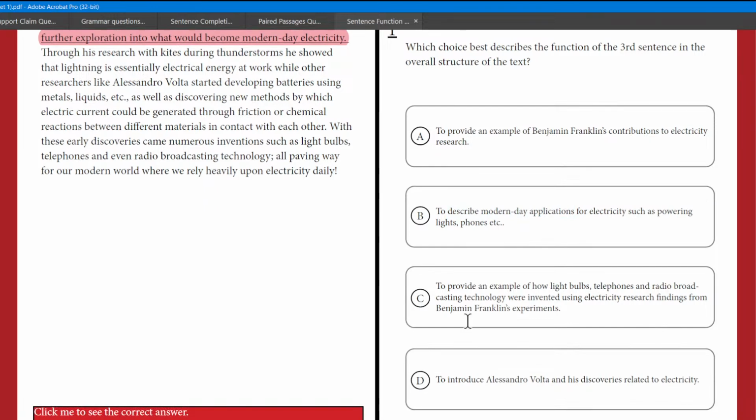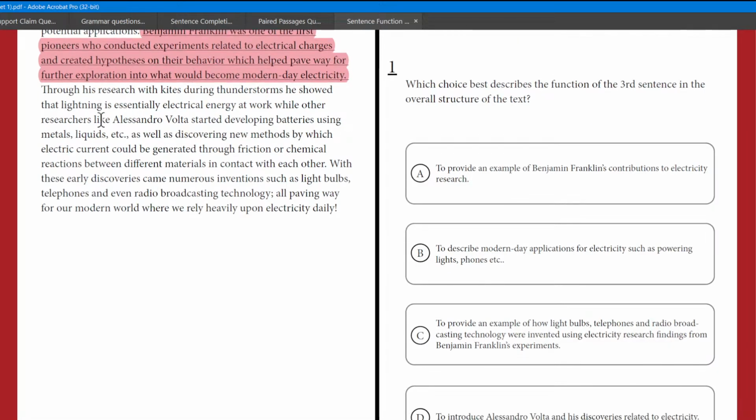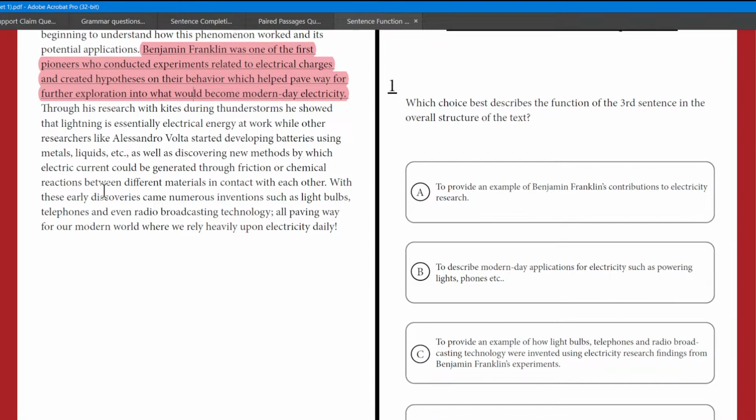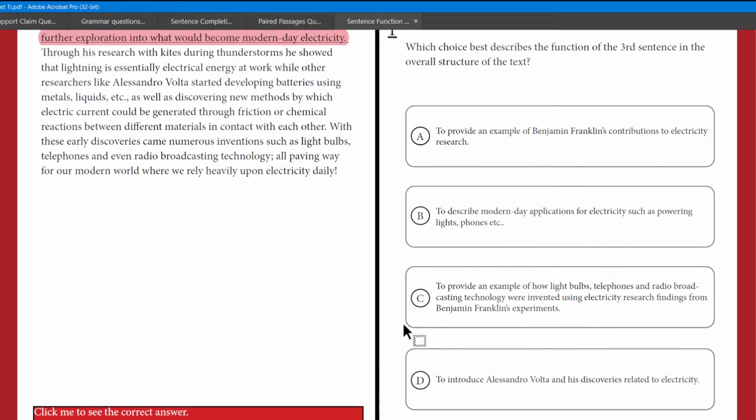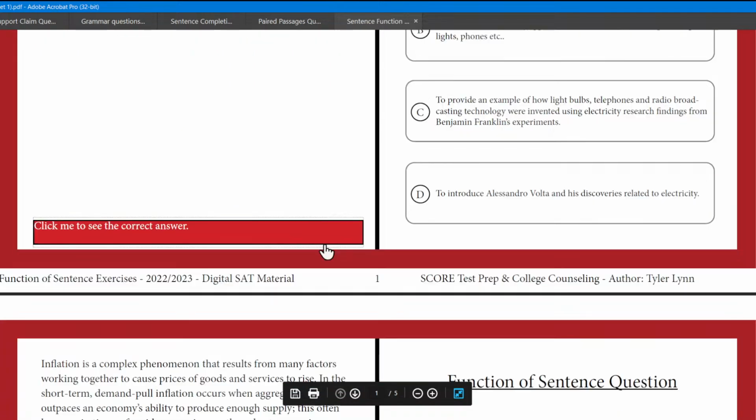Modern day applications? No. Light bulbs and all this stuff? No. It doesn't say anything about those. If it said, oh, the light bulb, you have Benjamin Franklin to thank for the light bulb, then I would say C, but no, it's not. So yeah, it's definitely A. That's a clear-cut answer from me.